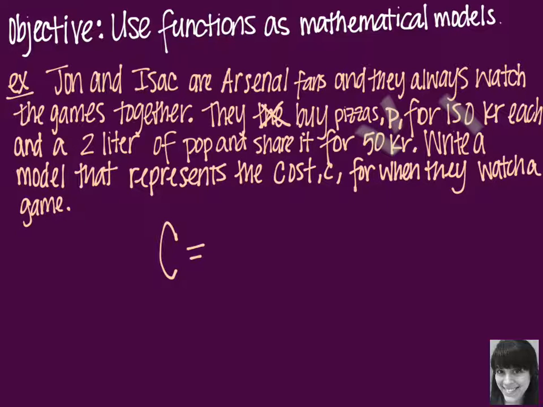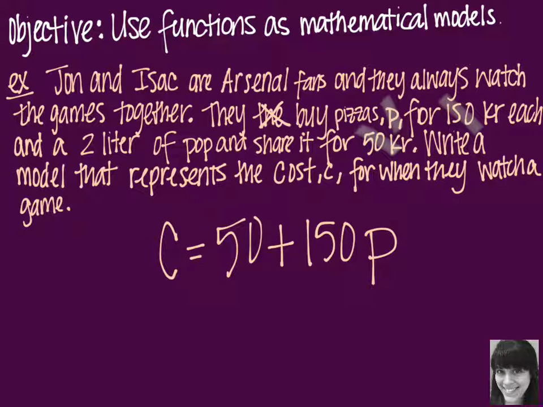Now, what happens every time they watch an Arsenal game? They at least share one 2-liter of pop. So that's 50 kroner. At least they buy one pop and they always share that. They don't get multiple of them. Okay? Now, they get one pop, but then the cost is in addition to however many pizzas they buy, right? So the number of pizzas they buy is multiplied by 150.